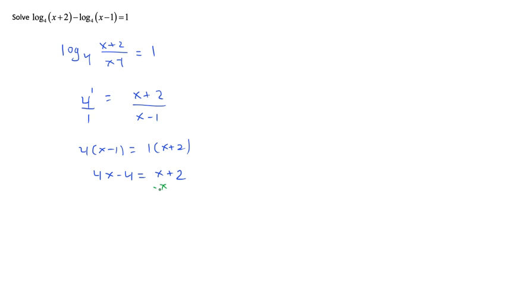Let me subtract the x from both sides here. Let me add the 4 to both sides. That cancels out the 4's here, and that cancels out the x's there. Notice what we get: 3x is equal to 6. So when you divide both sides by 3, x is equal to 2.